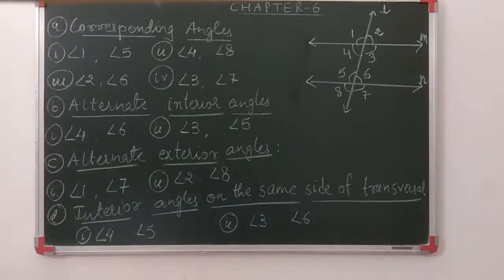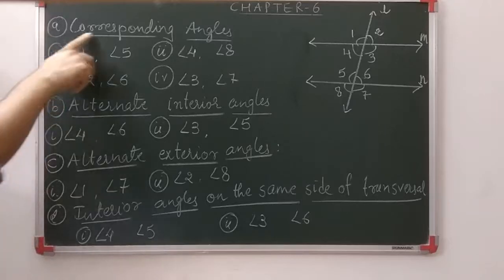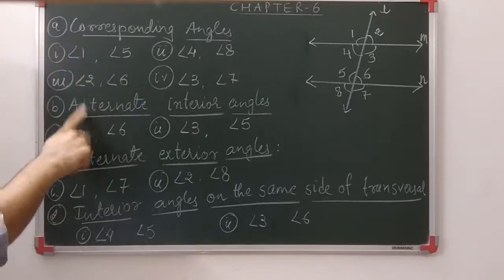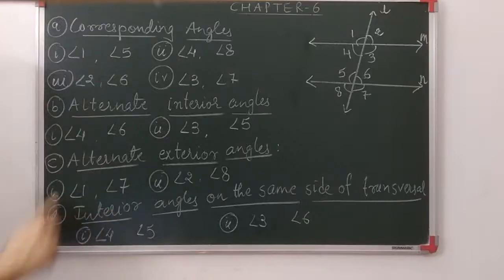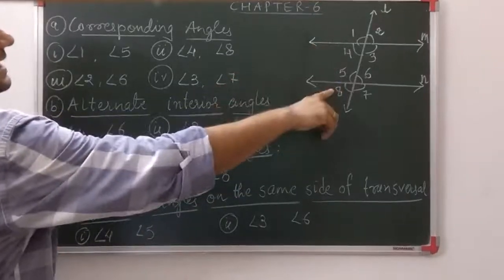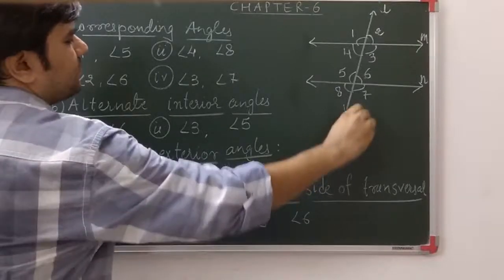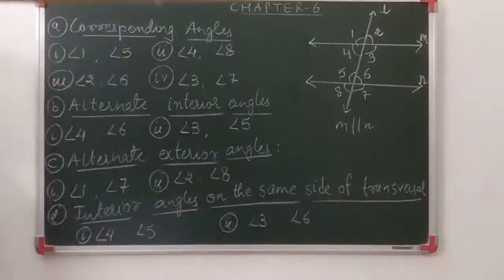Let us see the relation, the pair of angles formed by the transversal. As we have discussed previously, there are 4 types, A, B, C, D: corresponding angles, alternate interior angles, alternate exterior angles, and interior angles on the same side of the transversal. So now let us see the relation. But remember, this relation exists if these two lines are parallel to each other, if M and N are parallel. So let us understand this relation.